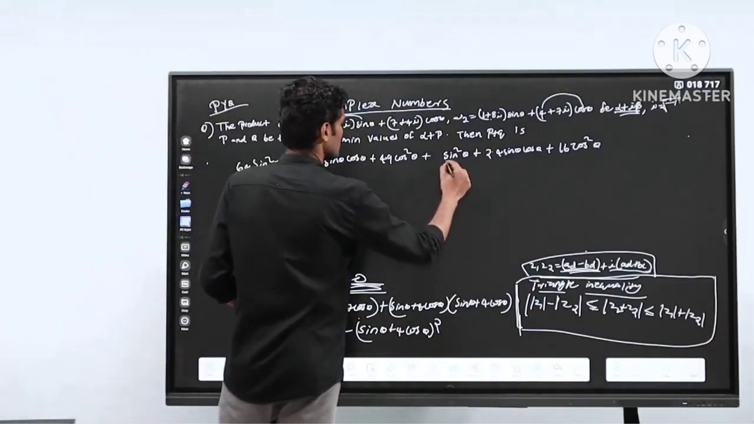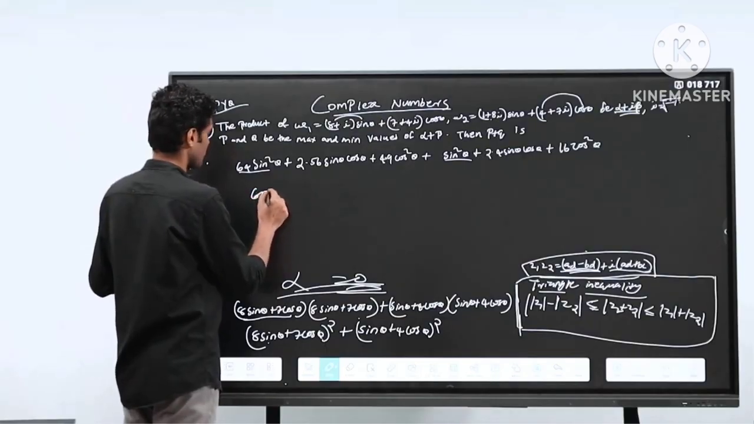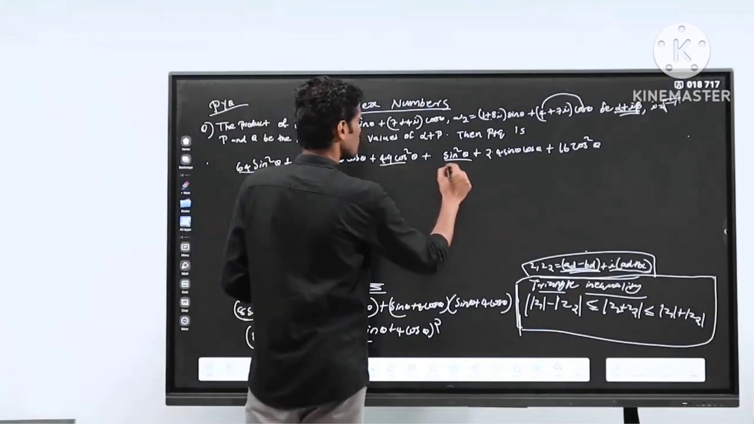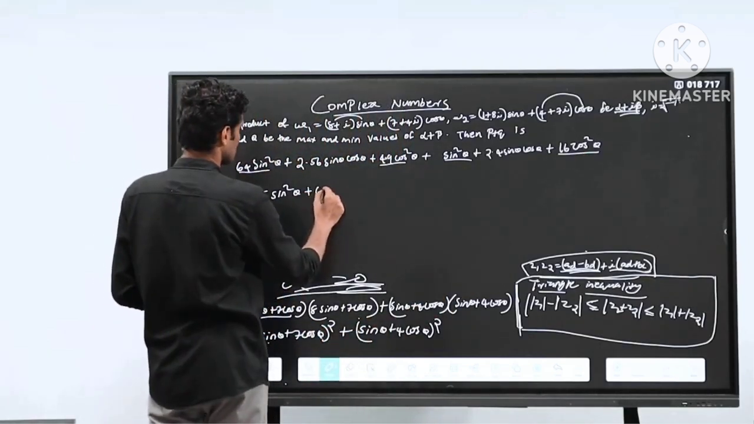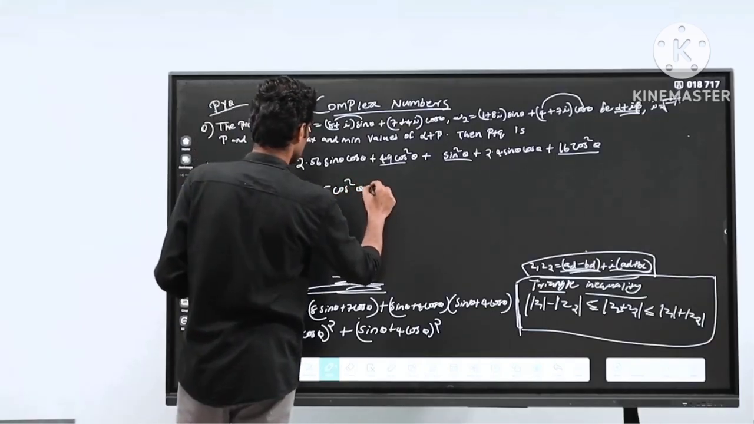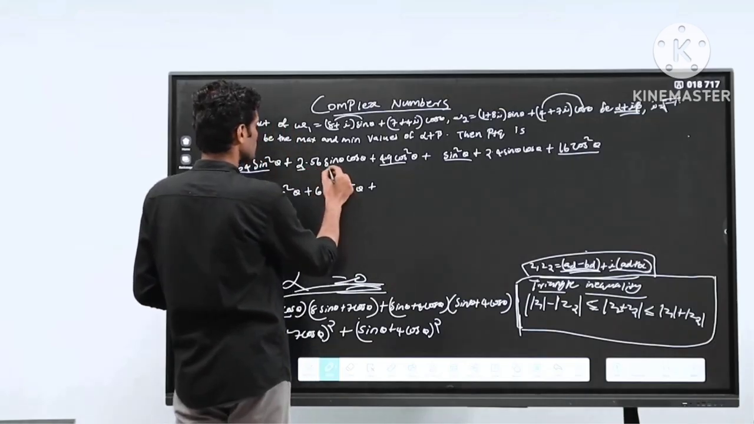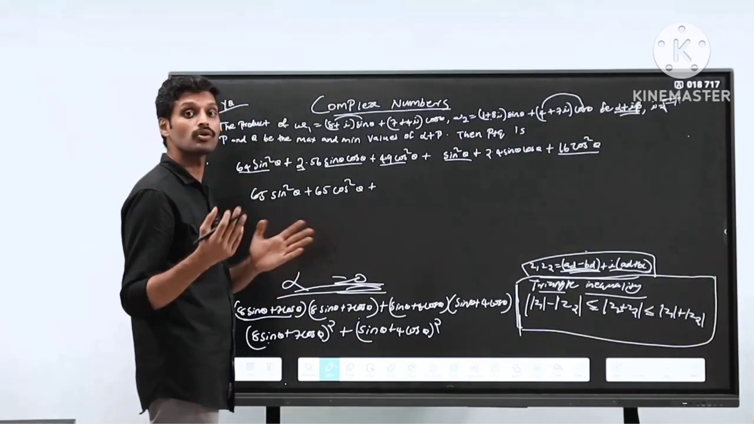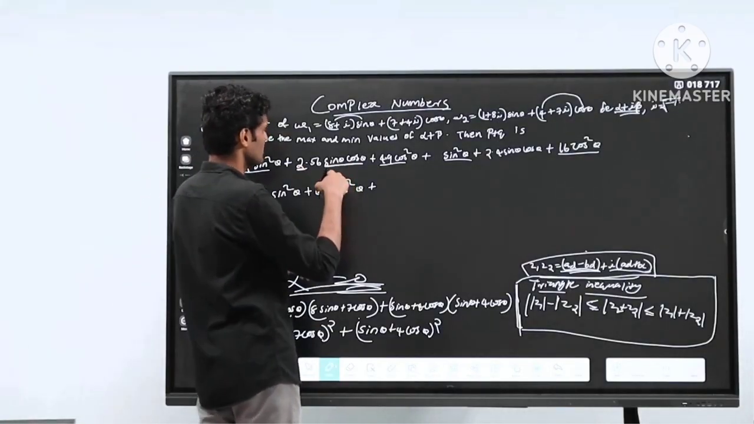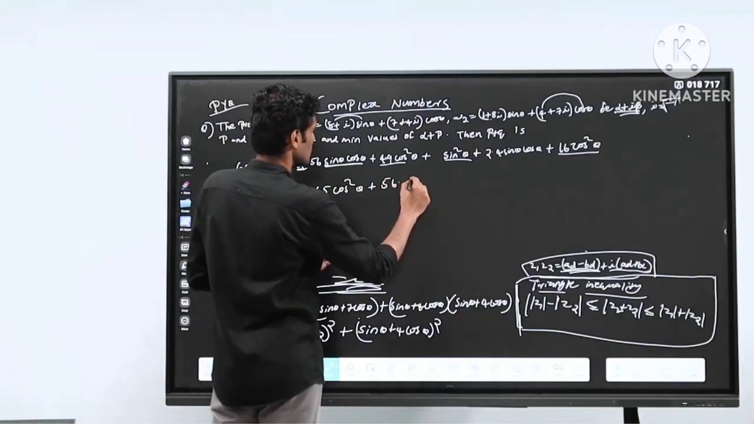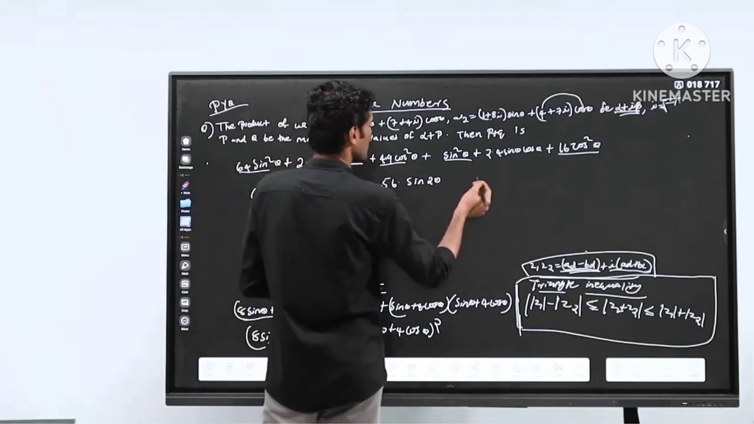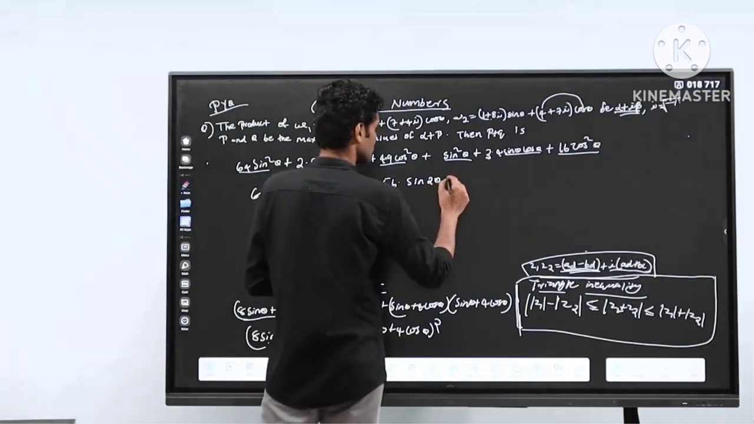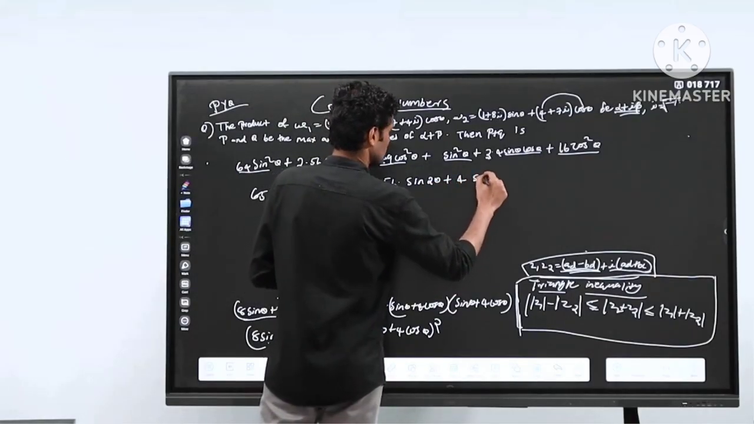So we can add 64 sin square theta plus sin square theta, that is 65 sin square theta, and 49 cos square theta plus 16 cos square theta, that is 65 cos square theta, plus these terms. 2 sin theta cos theta is sin 2 theta, so this term can be written as sin 2 theta times its coefficient. Also here, 2 sin theta cos theta we can write as sin 2 theta.